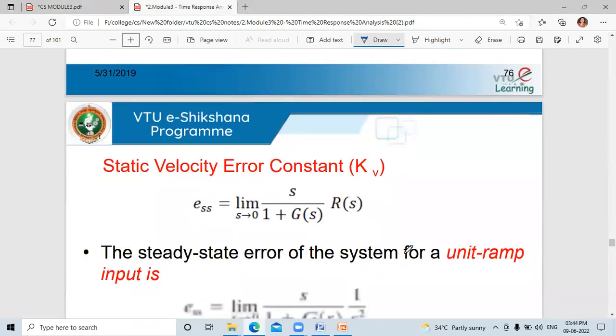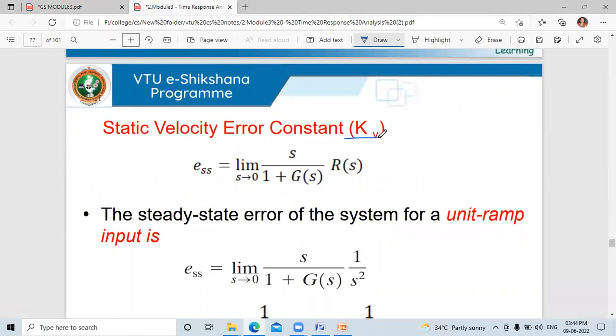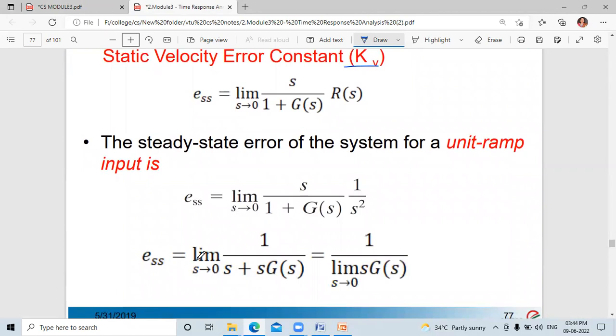Next is the static velocity error constant, Kv. ESS equals limit s tends to 0, s divided by 1 plus G of s into R of s. The steady state error of the system for a unit ramp input is ESS equals limit s tends to 0, s divided by 1 plus G of s into 1 divided by s square. So what you will get? ESS equals 1 divided by limit s tends to 0, s into G of s, and this can be written as Kv. So ESS equals 1 divided by Kv. Here one s will be cancelled.